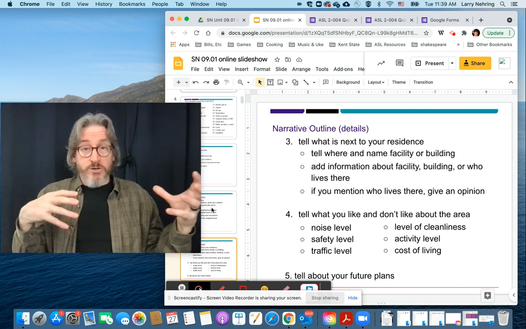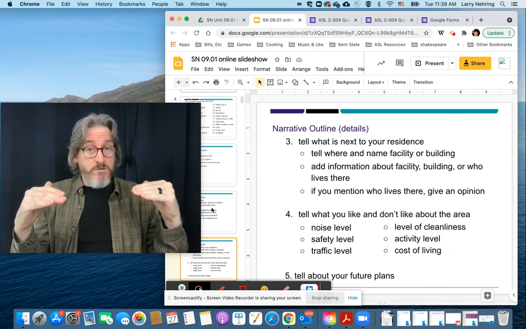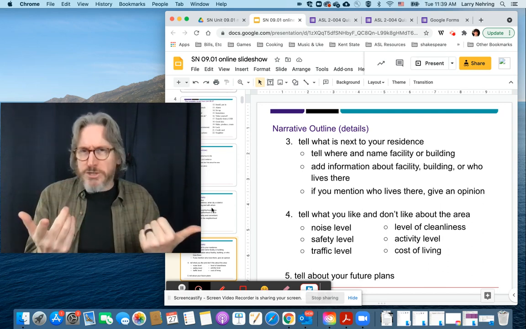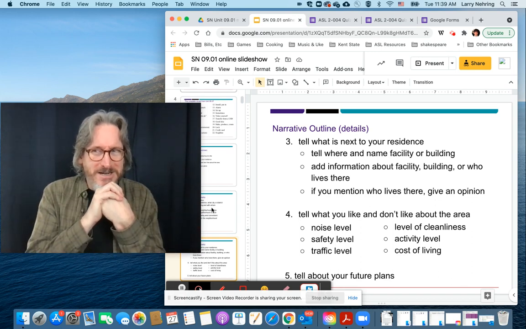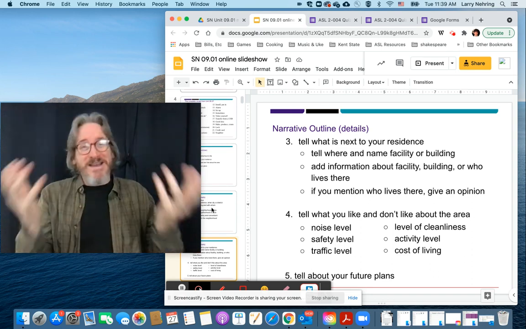Talking about what you like and what you don't like, the ones we're specifically going to go over are noise level, which I find ironic for deaf people to be talking about noise level, but okay.